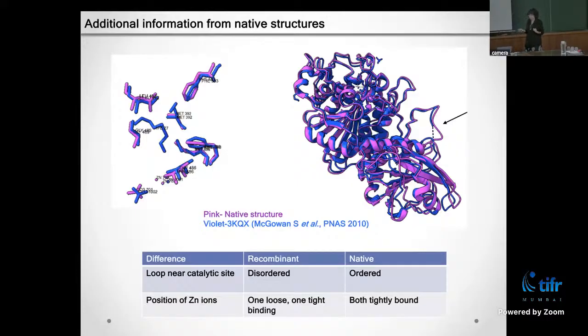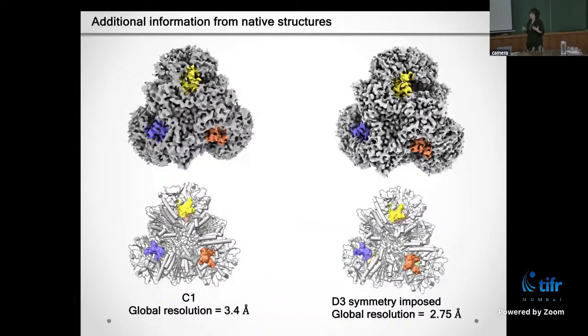Okay, so going into what we can get because we are now seeing the loop density, what can we say about the process of control of substrate binding to these enzymes? So I should mention that we solved the first structure without using any symmetry.